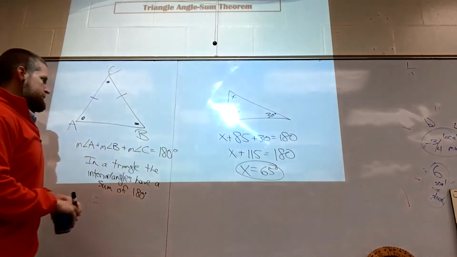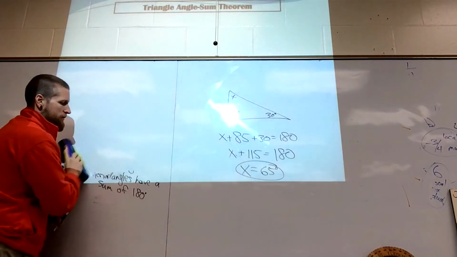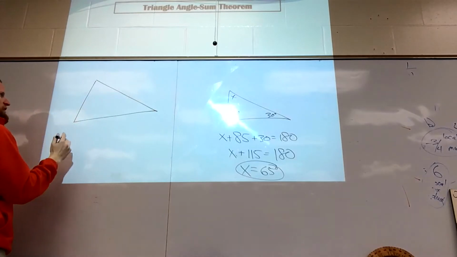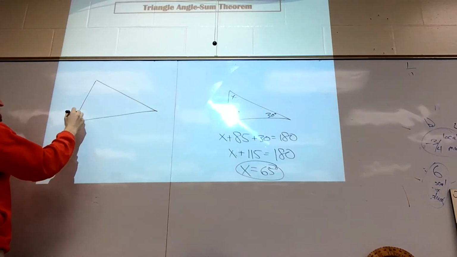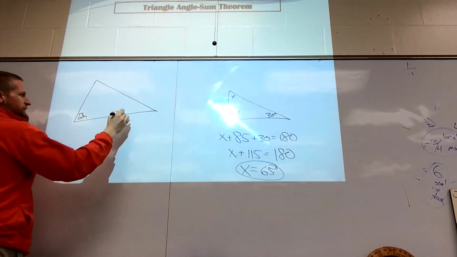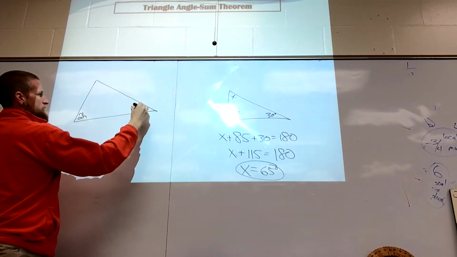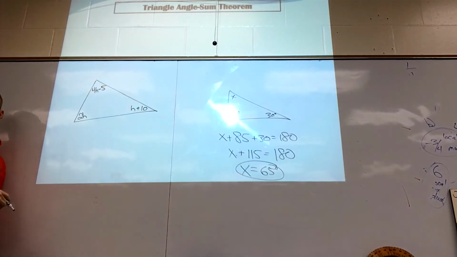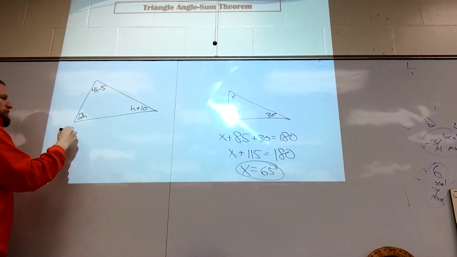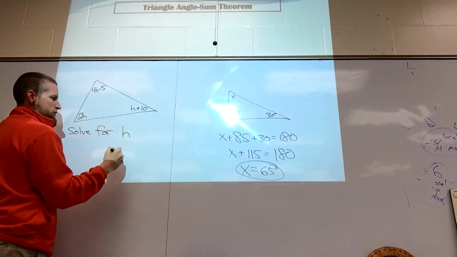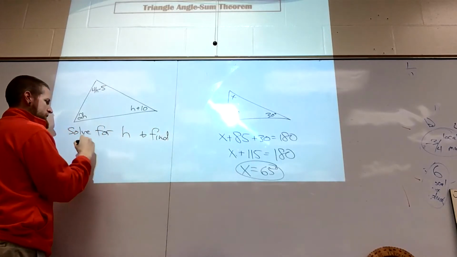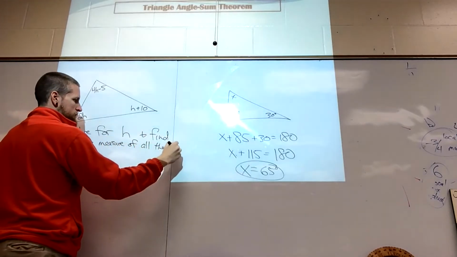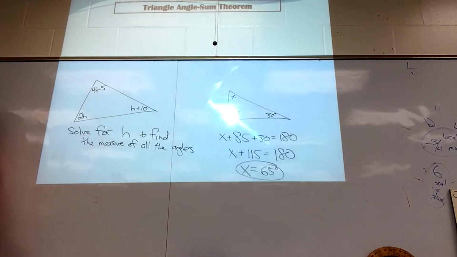Okay. To make these a little bit more involved, should I use X again or a different letter? H. Alright, this will be 2H, this will be H plus 10, and this will be 4H minus 5. There you go. A question like this would say something like, solve for H and find the measure of all angles.